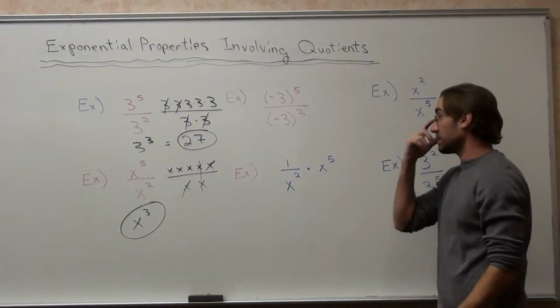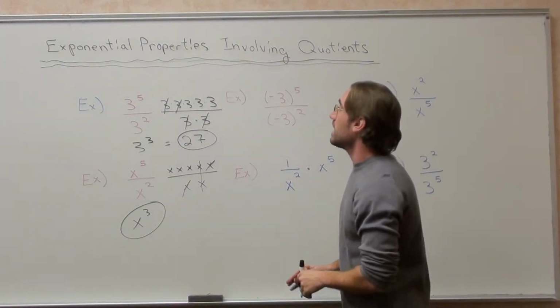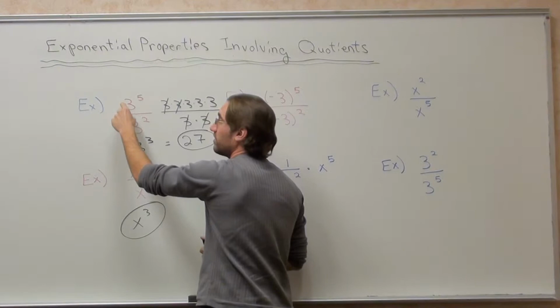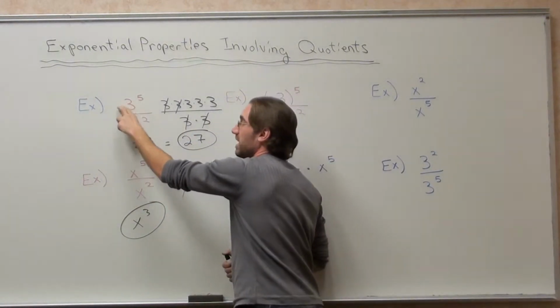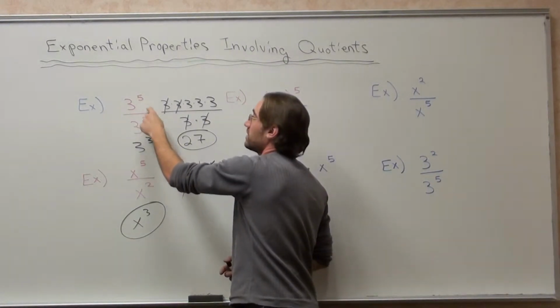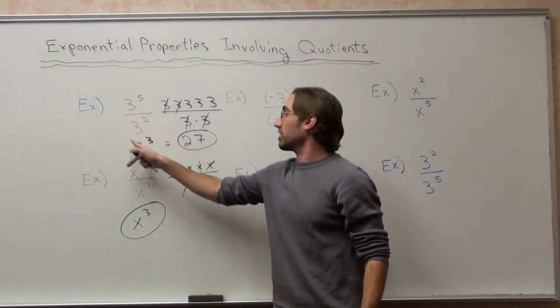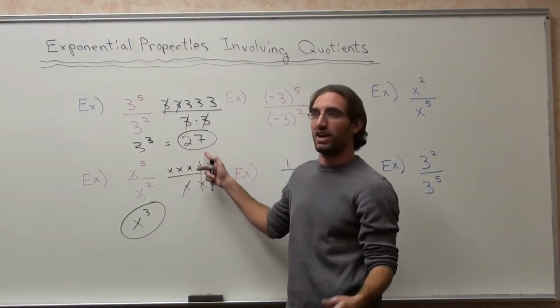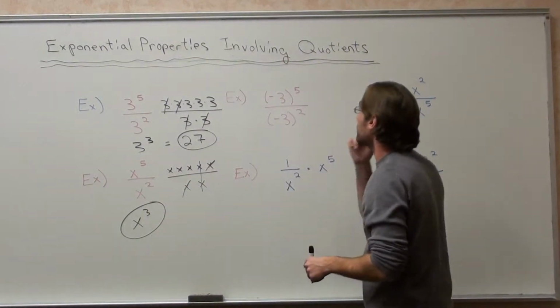Now maybe you've noticed this and maybe you haven't, and this is the spot where I'm going to stop and tell you this. If you have the same base, if you're dividing the bases and they're the same, and let me say that again, there's a division sign and the bases are the same, then all you do is you subtract the exponents. 5 subtract 2 is 3. So this is 3 to the 3rd, but you have to simplify that, which is 27, and x to the 3rd, and you can't do anything with that.